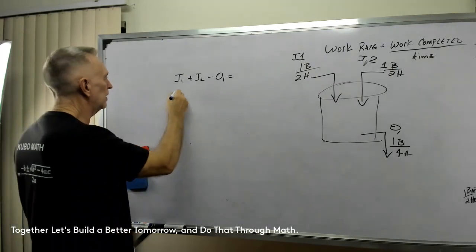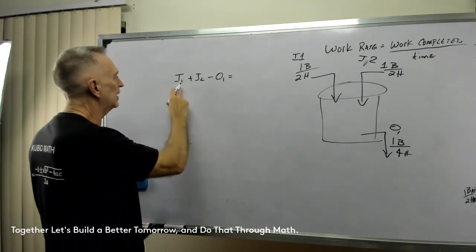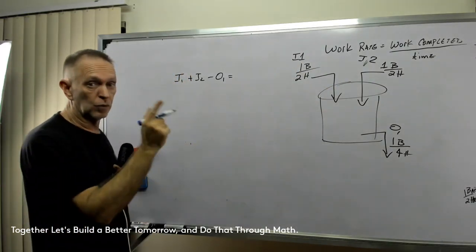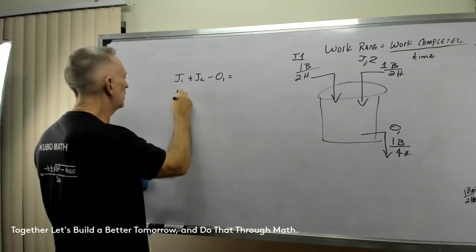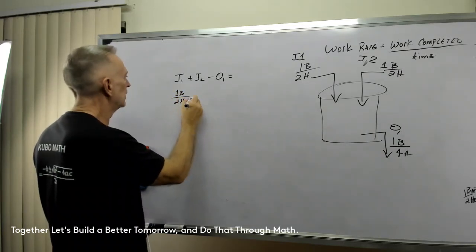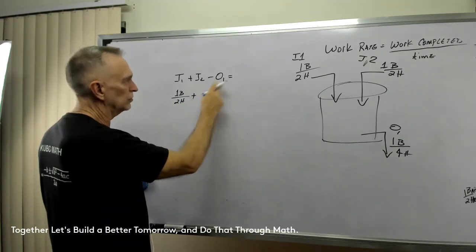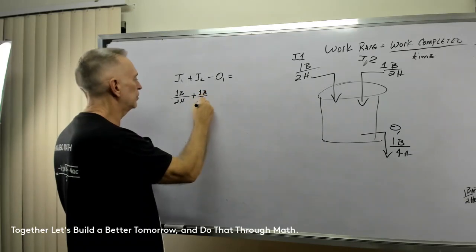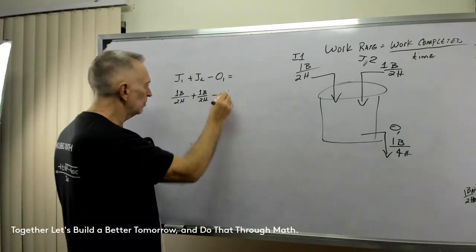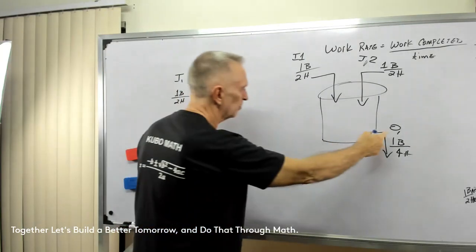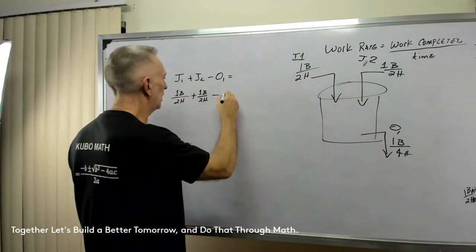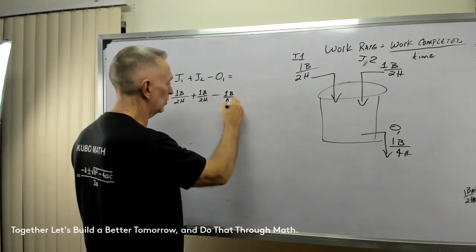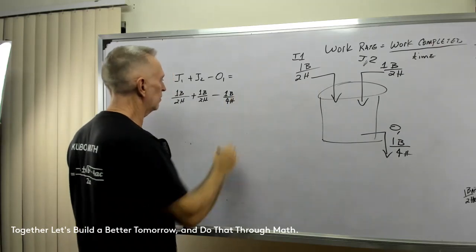Well, what's the work rate of inlet 1? It's 1 barrel. The work performed is I'm going to fill 1 barrel, so 1 barrel in 2 hours. And with the inlet pump 2, it's also 1 barrel in 2 hours. But we're subtracting this pump that's pumping out. Its work performed is 1 barrel, but what's the rate at which it does that? It's in 4 hours.